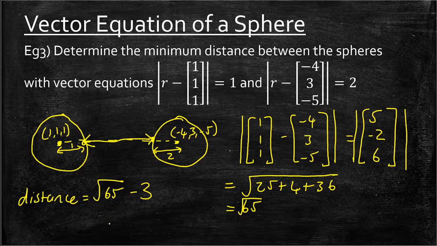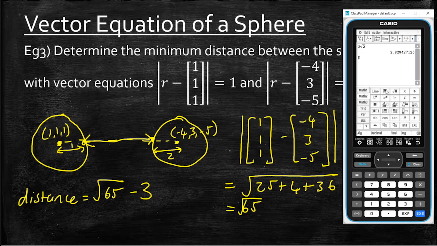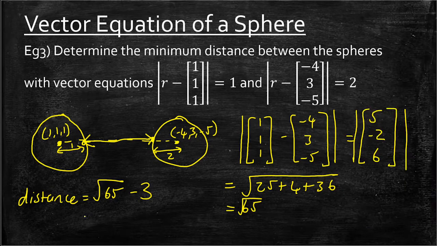Alright, and then if we wanted to convert this root 65, take away 3 into a decimal, we would just type it in as root 65, take away 3, which gives me 5.0622, so to 2 decimal places equals 5.06. So the minimum distance between these 2 spheres is going to be 5.06.